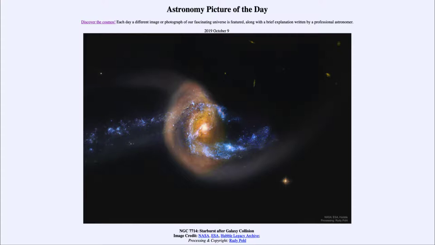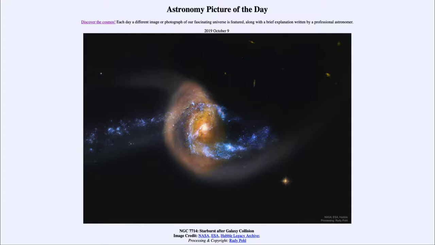One of the things that I like to do in each of my introductory astronomy classes is to begin the class with the astronomy picture of the day from the NASA website that is apod.nasa.gov/apod. And today's picture for October the 9th of 2019, well, it is titled NGC 7714, Starburst After Galaxy Collision.